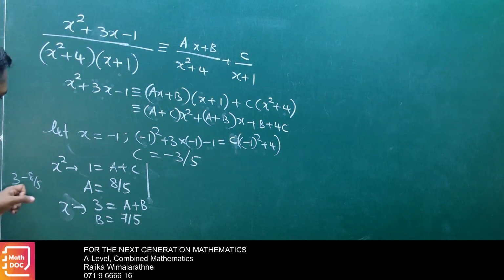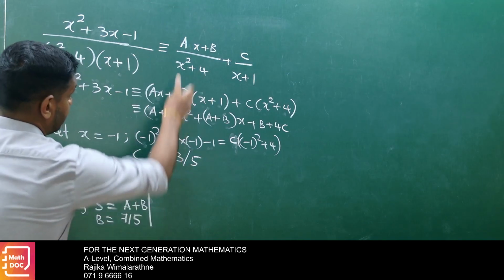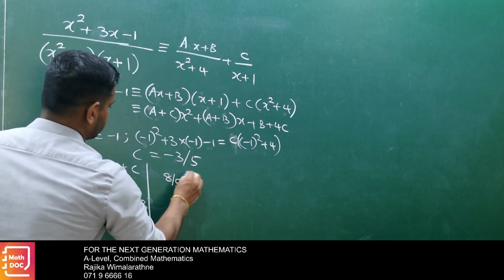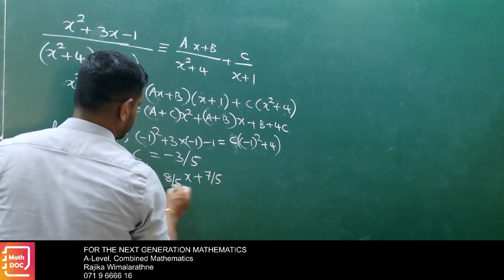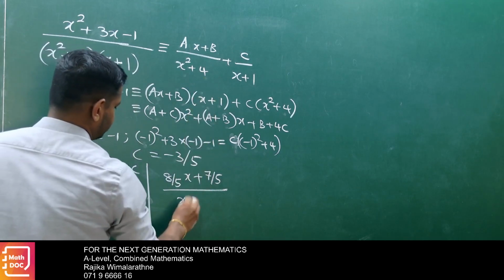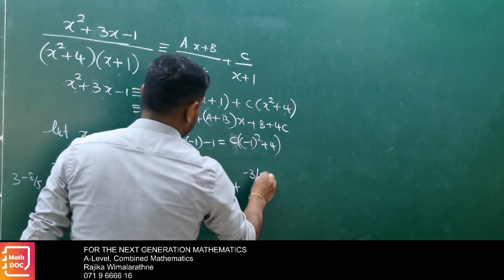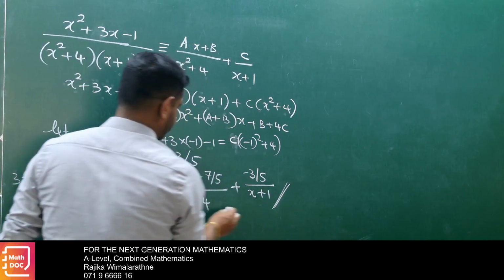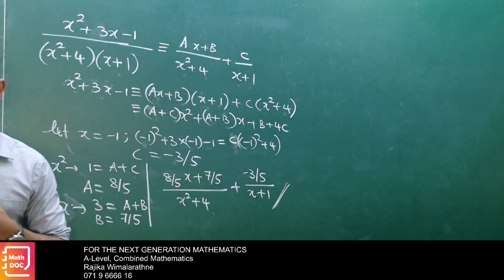Do it alone. Then the final partial fractions: a 8 over 5, b 7 over 5, over x squared plus 4, c minus 3 over 5, over x plus 1. Here it is. Check your answers.